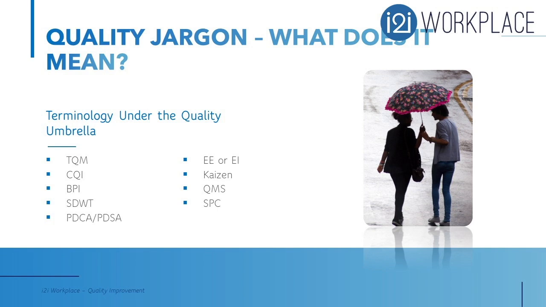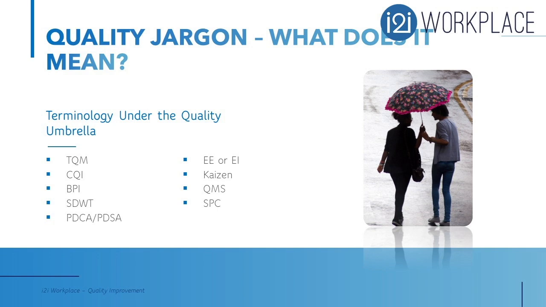There's the PDCA or PDSA, which is Plan, Do, Check, Act, or Plan, Do, Study, Act, which is a cycle of processes and projects. There's employee engagement or employee involvement, which is keeping employees engaged in the process or keeping them actively involved in what's going on in the workplace. There's Kaizen, which is a business philosophy of continuous improvement. Personal efficiency translates to change for the better.